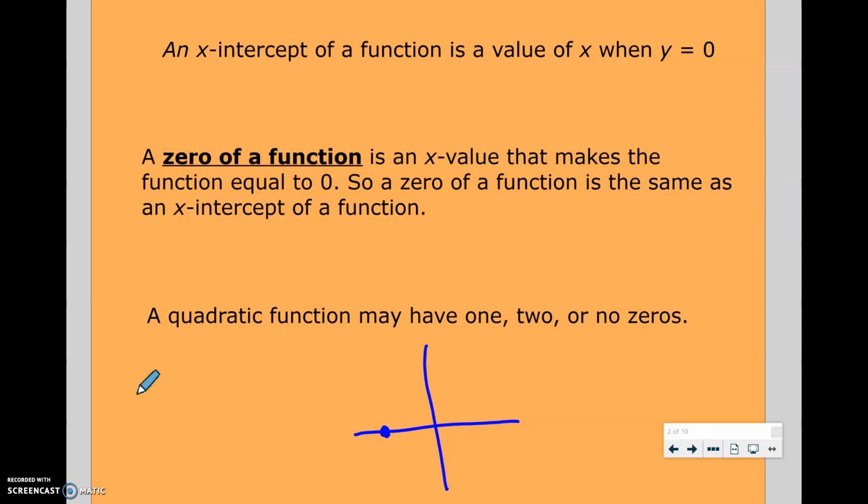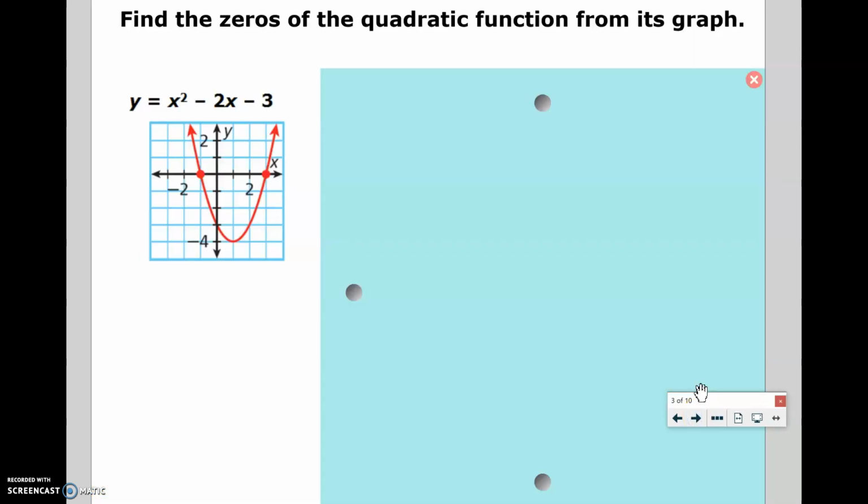So when we're looking at quadratic functions, you could have 1, 2, or no zeros, depending on where that parabola is on the graph. And I'll show you some graphs of which ones would have 1, 2, or no zeros coming up.